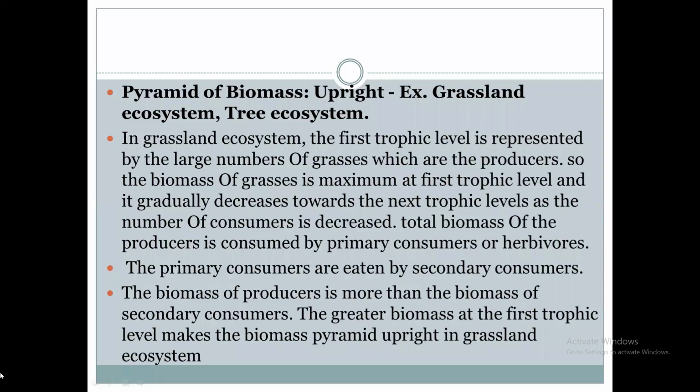The upright pyramid of biomass: grassland ecosystem. In grassland ecosystem, the first trophic level is represented by a large number of grasses or plants that are called producers. The mass of this producer is maximum. Biomass of grasses is maximum at the first trophic level. It is decreasing to the next trophic level, second trophic level, third trophic level, fourth trophic level. This biomass is decreasing.